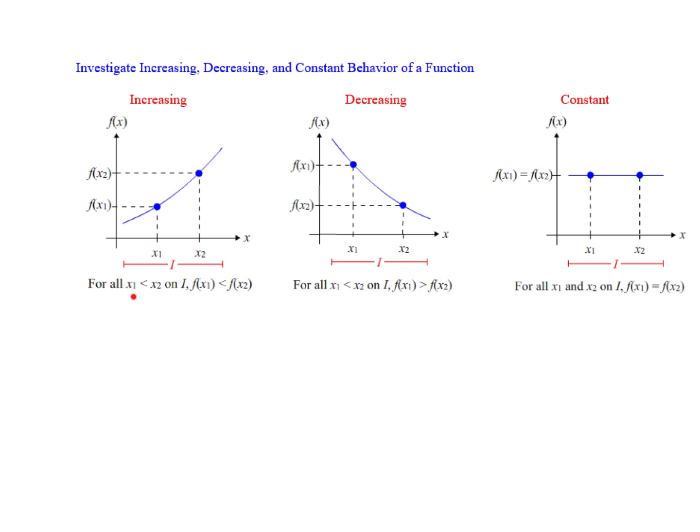For all x1 less than x2 on the interval I, the function f(x1) is less than f(x2) means that it's increasing. So the easy way to do this, other than describing it mathematically, is to look at the graph and say, is the graph going up from left to right? If the graph is going up from left to right, it is increasing. If the graph from left to right is going down, then it's decreasing. And if the graph is not changing from left to right, it's constant.